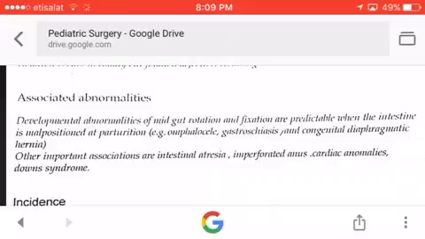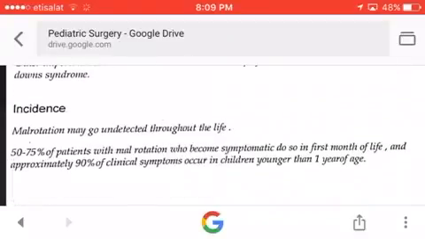Omphalocele is a hernia in the umbilicus, while gastroschisis is an abdominal wall defect with absence of part of the wall. Other important associations are intestinal atresia, imperforate anus, cardiac anomalies, and Down syndrome. Malrotation may go undetected throughout life.